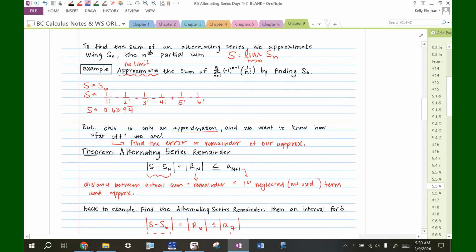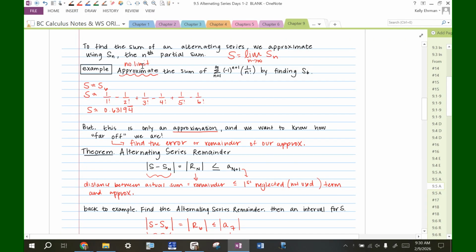Hey guys, I wanted to revisit the first day of alternating series notes. Now that we're using Desmos, I just wanted to make sure that you've seen how to do this in Desmos and give you another visual for what this alternating series remainder represents.